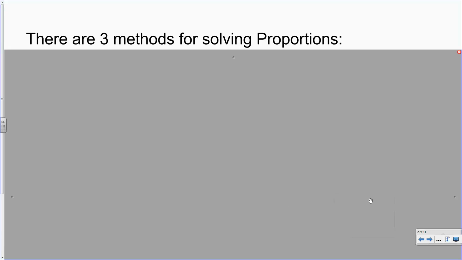Today we're going to look at section 5.4. These are your notes for 5.4, which is solving proportions. Okay, and for this there are three methods for solving proportions. We're going to take a look at each method.